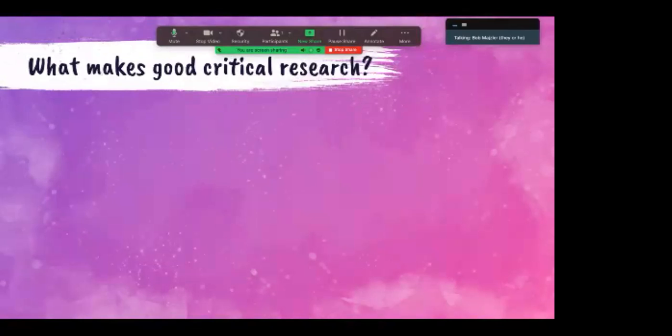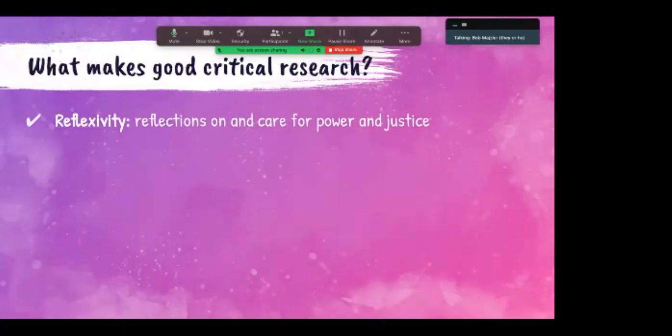So what makes good critical research? A lot of things, but we're going to talk about critical reflexivity in the rest of this lecture. So reflexivity, we can define it as reflections on and care for power and justice. And your social biography assignment is pushing you towards reflexivity. It's looking at your own positionality and how that's connected to power and oppression, and then looking also at ideologies. What ideologies are behind social practices?